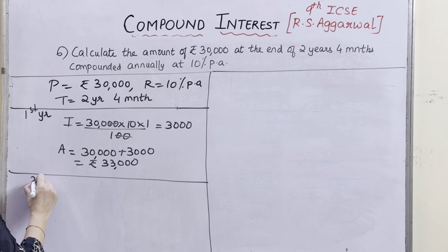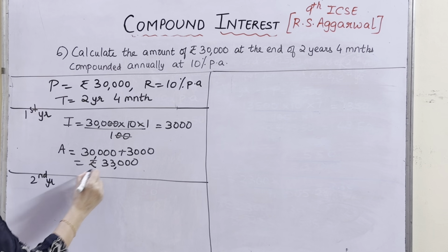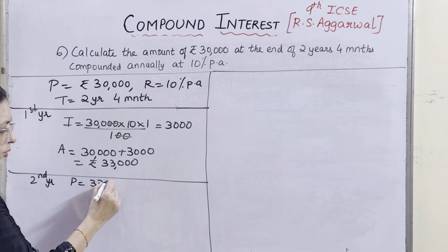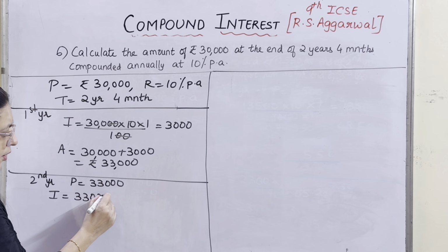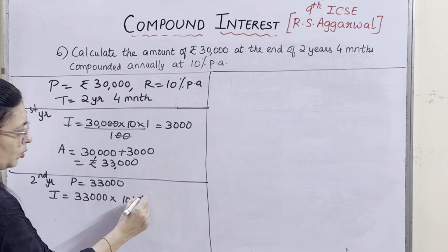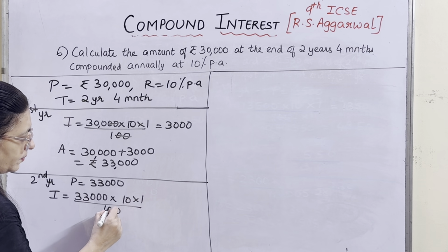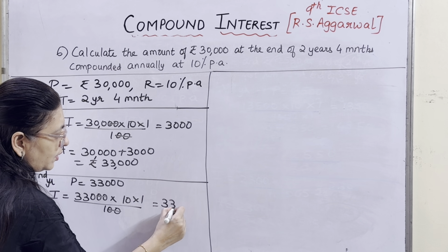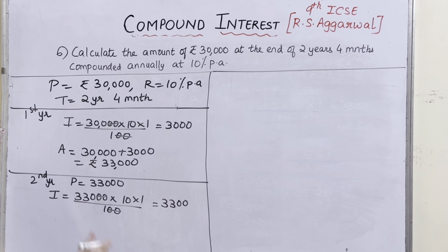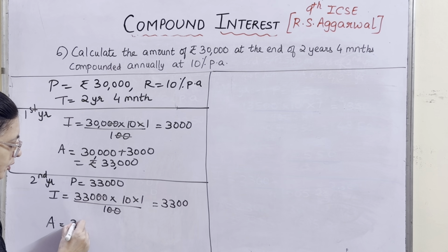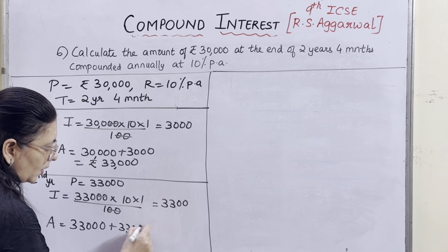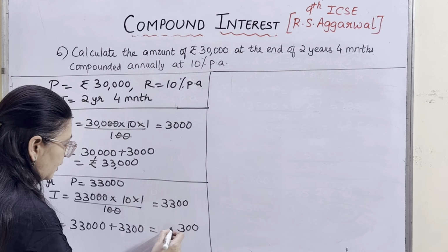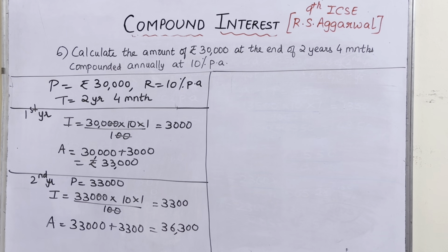Now let's go to the second year. This will become the principal, 33,000, right? Now find the interest. Interest is principal into rate, which is 10 into 1 upon 100, which is 3,300 rupees. Okay, so what is the amount? Amount is principal plus interest, which is 36,300 is the amount for the second year.